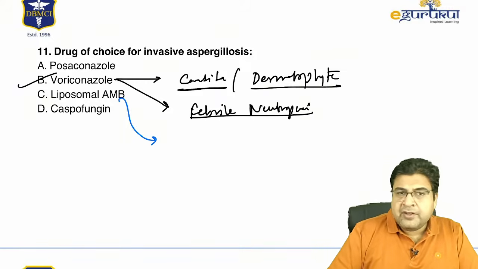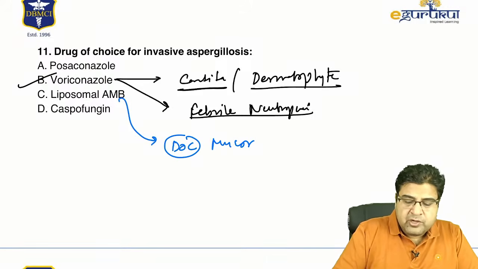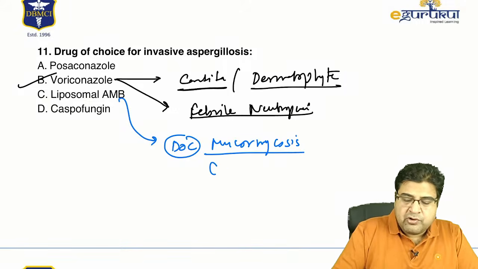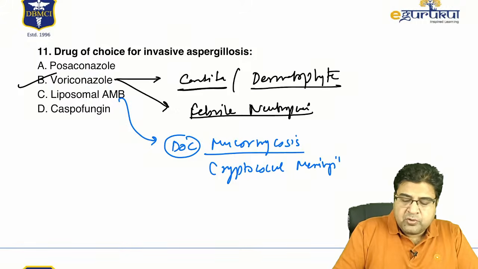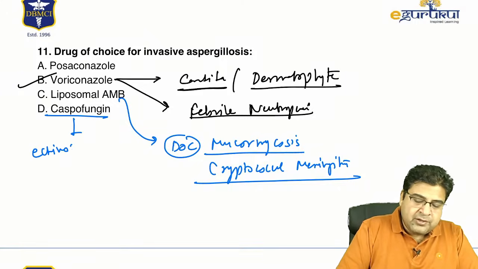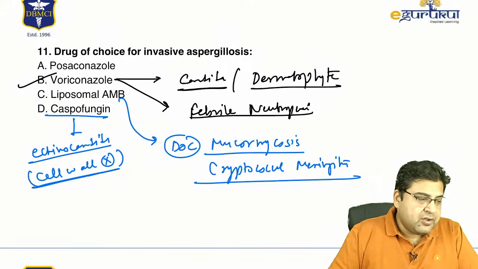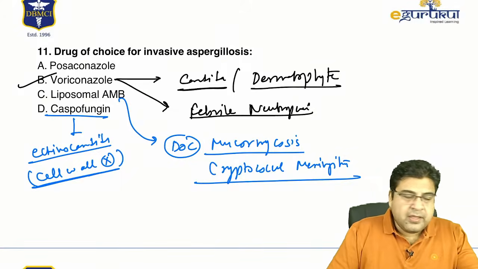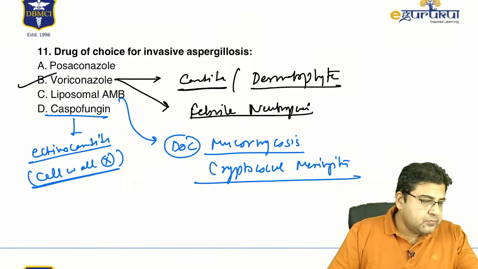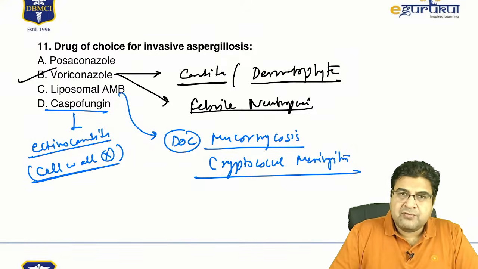Here the drug given is liposomal amphotericin B. Liposomal amphotericin B is the drug of choice for mucormycosis. And this medicine is also the drug of choice for cryptococcal meningitis. Caspofungin is an echinocandin. This medicine is an echinocandin and it is a cell wall inhibitor. So this group of medicines are cell wall inhibitors. We call them echinocandins, right? So question number 11, answer is voriconazole, drug of choice for invasive aspergillosis.